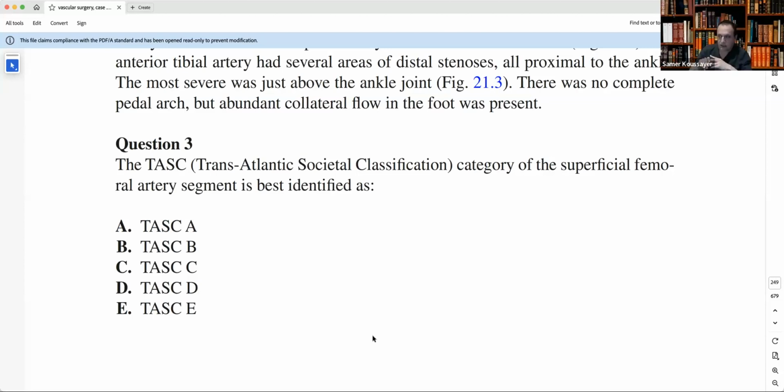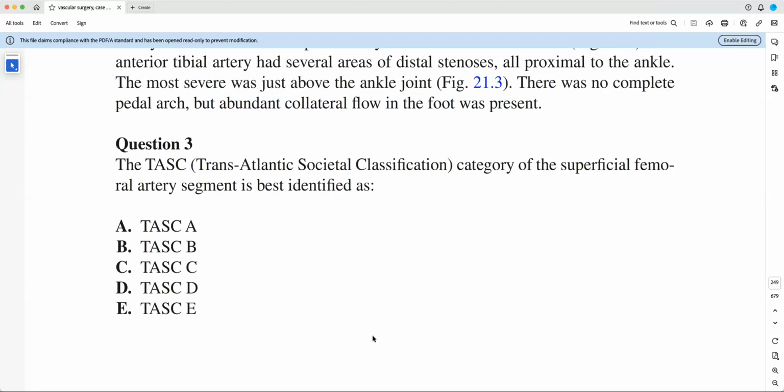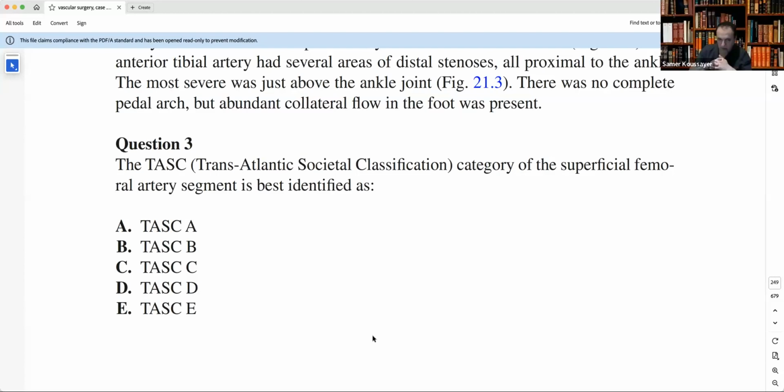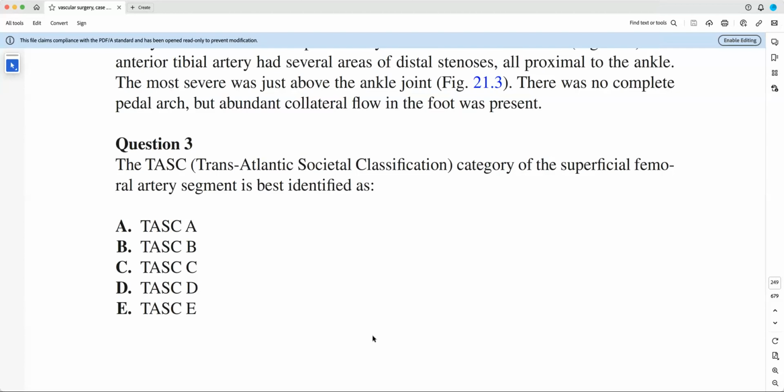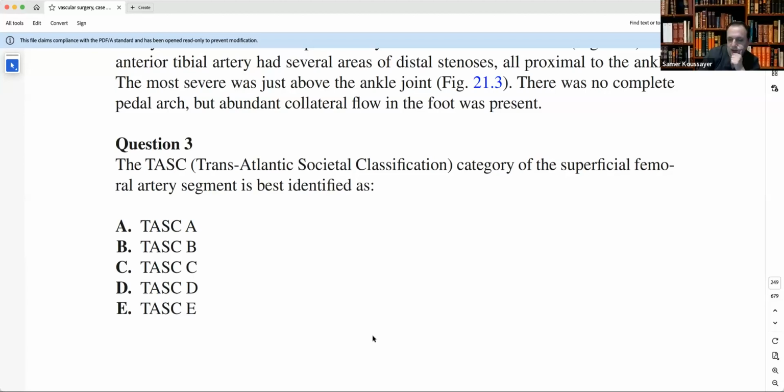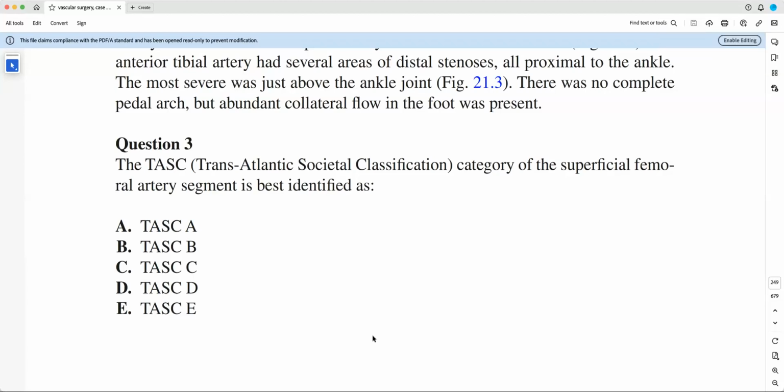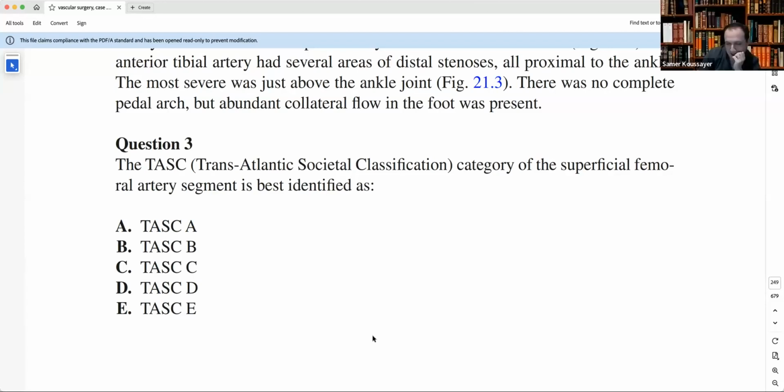And the last one, D. D, when it is long, very long, or if there is occlusion of the SFA. More than 20. Yeah, that one is 15, this is 20. Yeah, that's correct. What about E? There is no E. That's correct. There's no E. They just would confuse you.